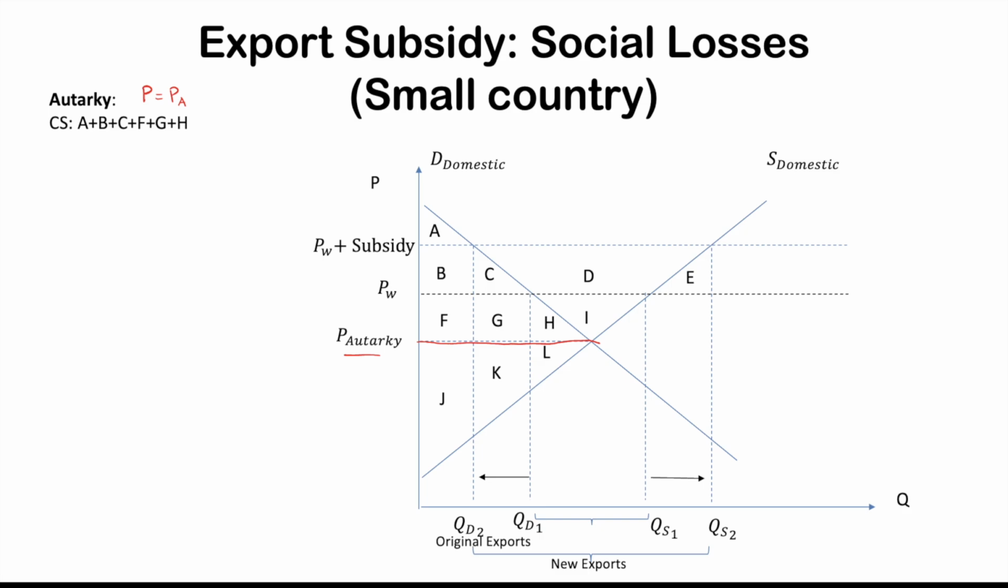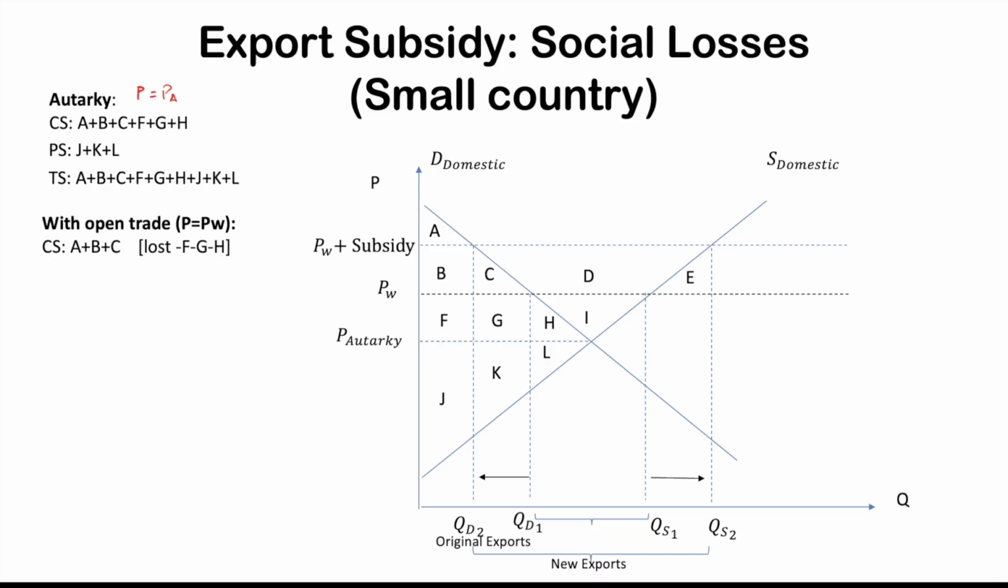So the area above the price and below the domestic demand curve represents the consumer surplus. It's this triangle here, which represents the area ABC, F, G, H. The area below the price and above the domestic supply curve represents the producer surplus. That is the area J, K, L. So altogether, this whole area, consumer and producer surplus, represents the total surplus.